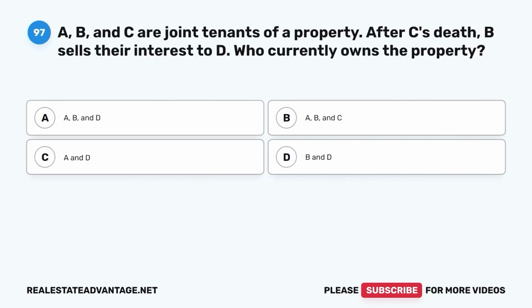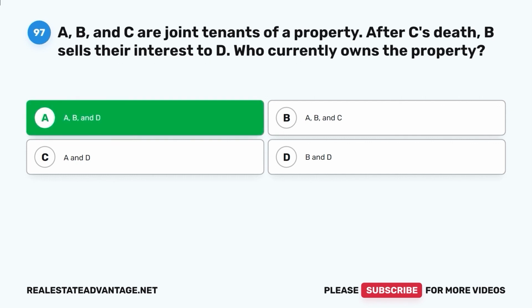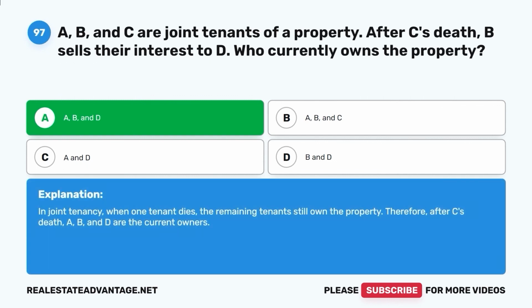Question 97. A, B, and C are joint tenants of a property. After C's death, B sells their interest to D. Who currently owns the property? A. A, B, and D. B. A, B, and C. C. A and D. D. B and D. The correct answer is A, B, and D. In joint tenancy, when one tenant dies, the remaining tenants still own the property. Therefore, after C's death, A, B, and D are the current owners.